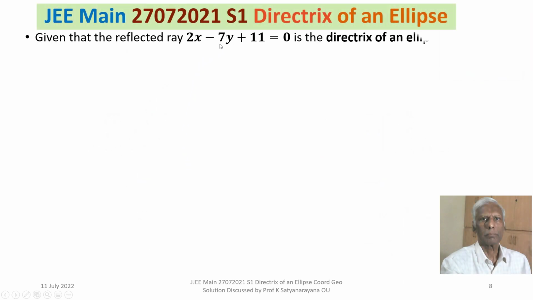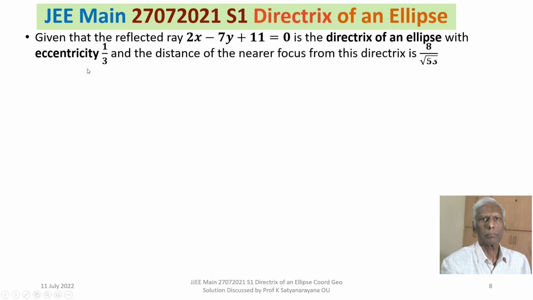We are given that this reflected ray is the directrix of an ellipse with eccentricity 1/3, and the distance of the nearer focus from this directrix is 8/root 53. It is given e = 1/3, and for the distance of the nearer focus from the directrix, we have seen a/e - ae = 8/root 53.